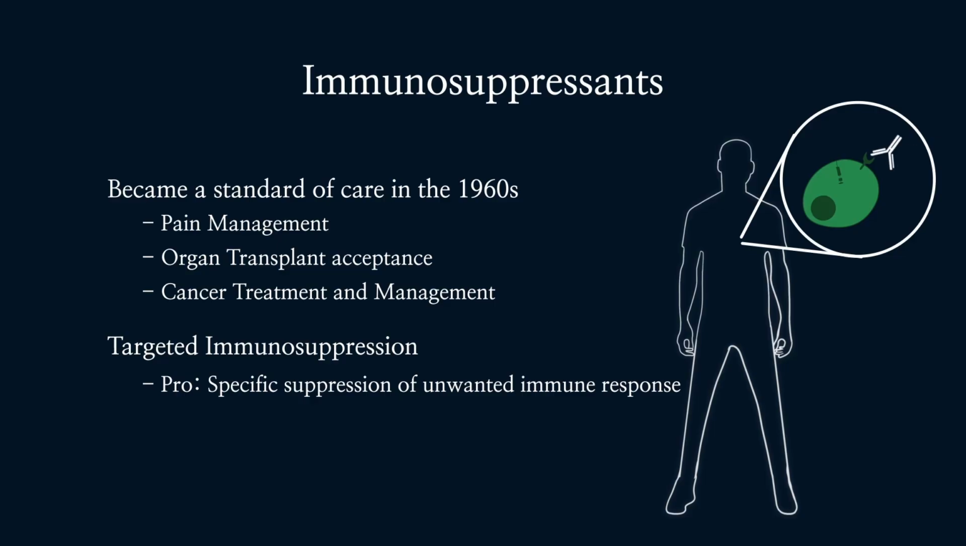of the immune system and avoiding systemic suppression. Some examples of these targeted immunosuppressants include the biologic alemtuzumab and the small molecule drug tofacitinib.